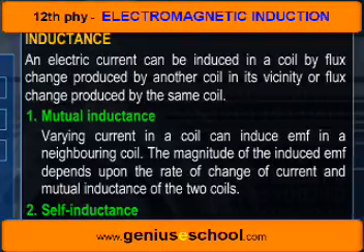Inductance. An electric current can be induced in a coil by flux change produced by another coil in its vicinity or flux change produced by the same coil. Mutual inductance. A varying current in a coil can induce EMF in a neighboring coil. The magnitude of the induced EMF depends upon the rate of change of current and the mutual inductance of the two coils.